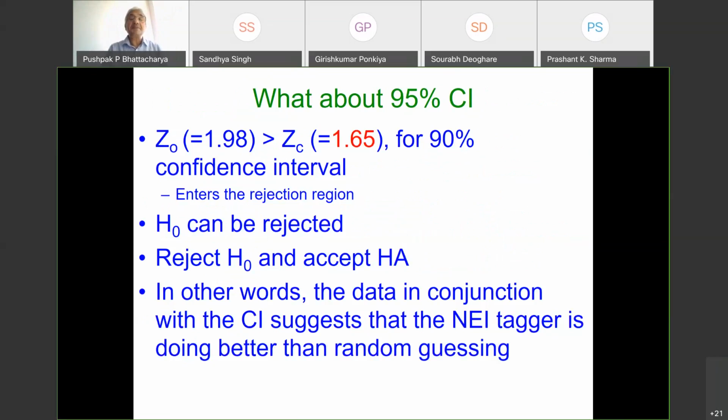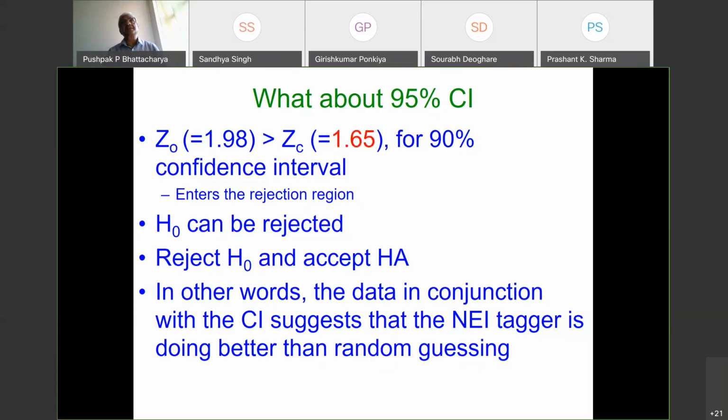What about 95% confidence interval? Now Z observed is 1.98. Z critical is 1.65. Again, we have entered the rejection region, and H naught can again be rejected. We reject H naught and we accept HA. In other words, the data in conjunction with the confidence interval suggests that the named entity identifier tagger is doing better than random guessing. So we are trusting the named entity identifier tagger.